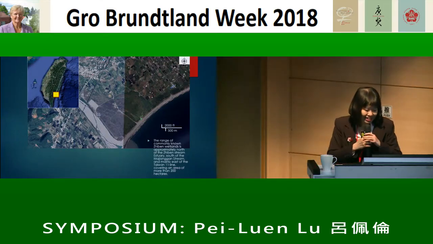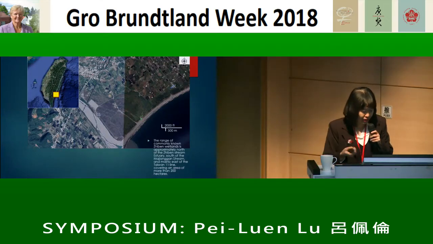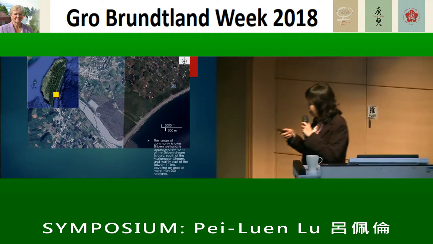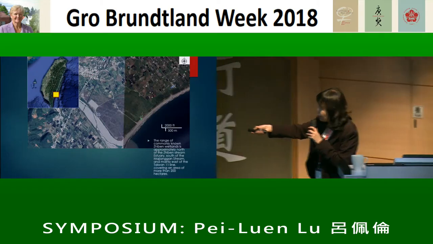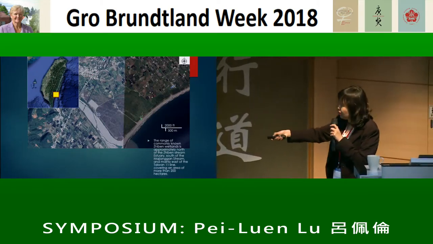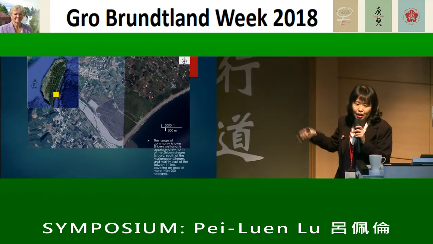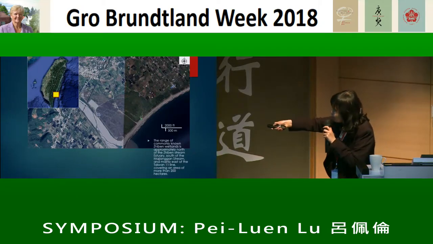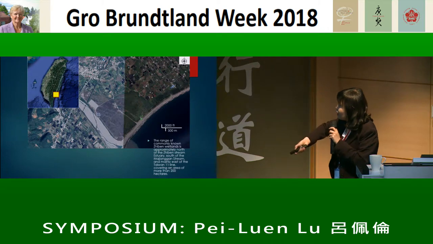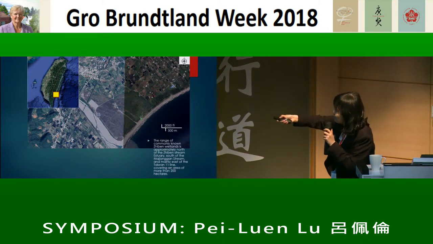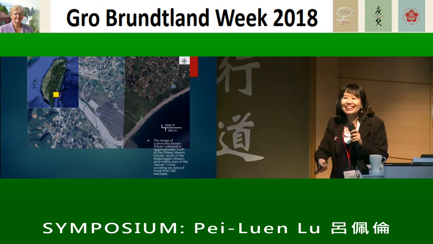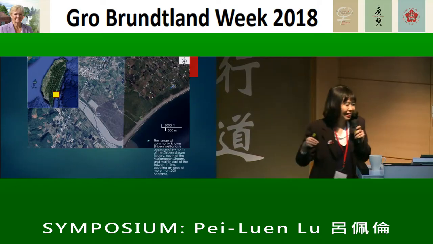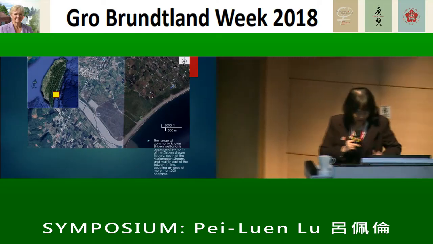The wetland's location is between the Zhiben River, this is the Zhiben River, and the upper stream called the Shemagan River. And this is the Shemagan River. You see a lot of farms. So there is a lot of development and farming going on around the wetlands.